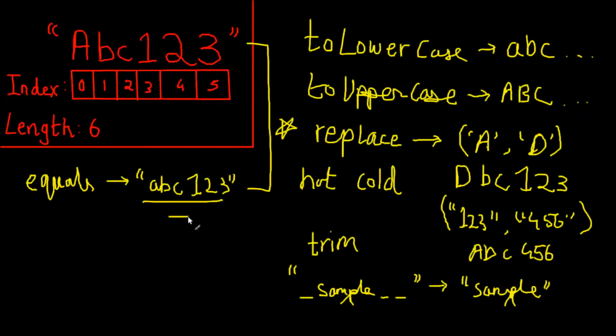Same way, if I had capital A, B, C, space 1 2 3, then it would not be equal to the first string, the original sample string, again because it has that space. So the two strings to be equal need to match completely. Each character needs to match the other string's corresponding character. So this function will just return either a true or a false, so boolean value. It will not tell you which string comes first in the alphabetical order.